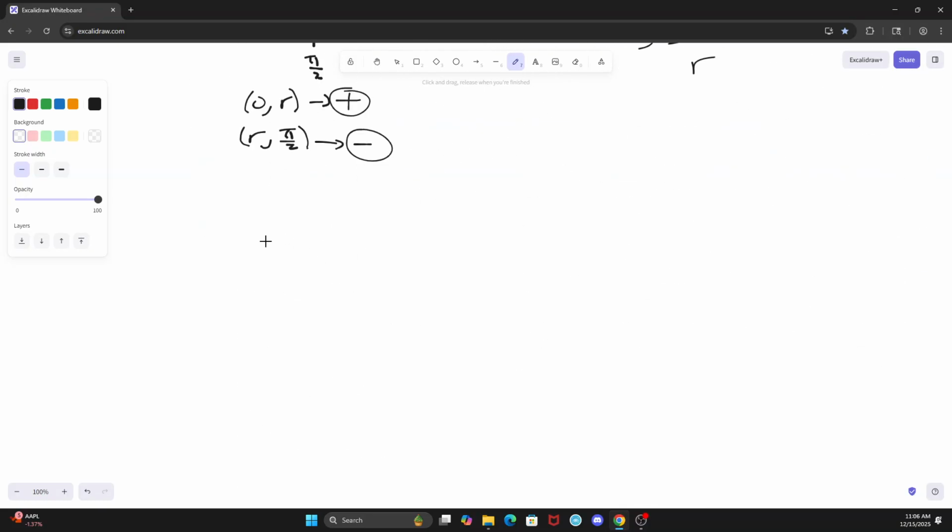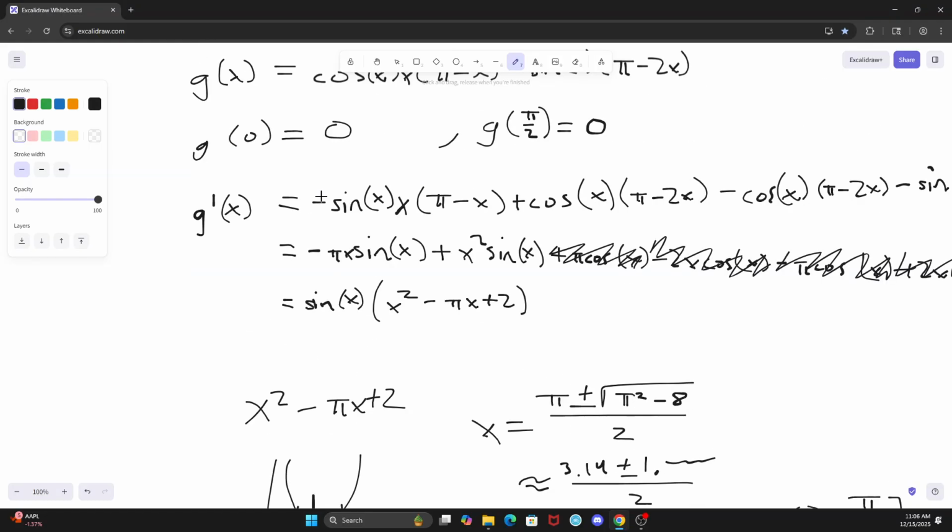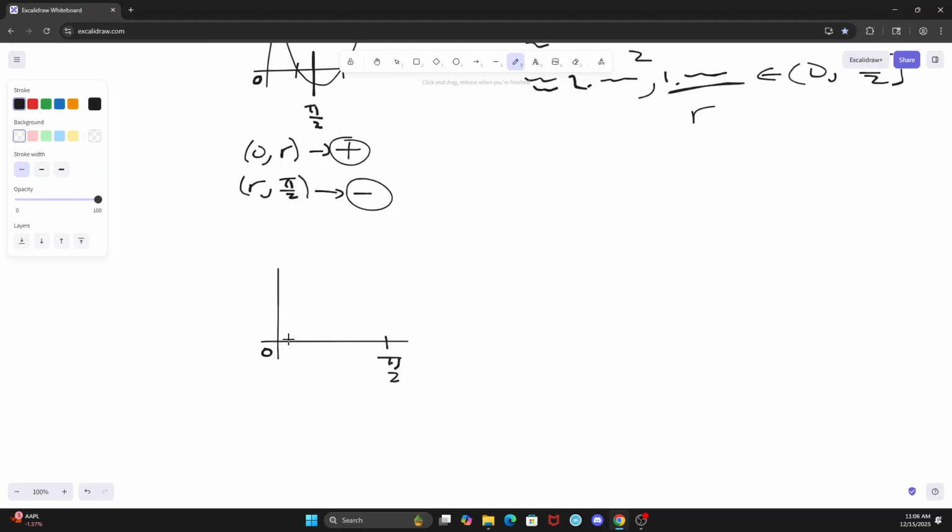So let's see what that looks like. Again, I'm drawing it out. We have 0, pi over 2. We knew that g of 0 and g of pi over 2 are both 0. So we start here. It increases for some time, let's say to r, let's say r is here. It increases until r, and then decreases after r. Intuitively it feels like this is what g should look like. It goes up in some weird way and then comes down in some weird way.